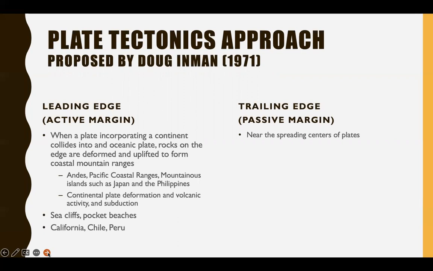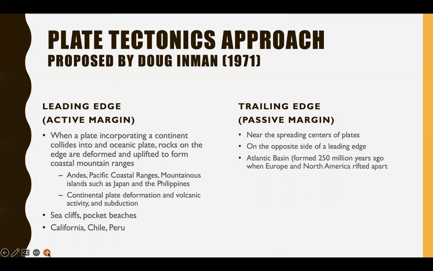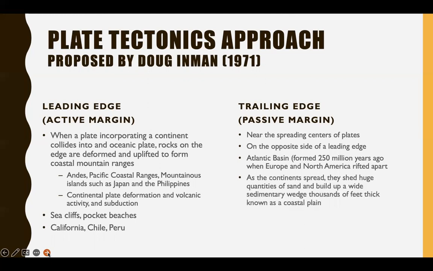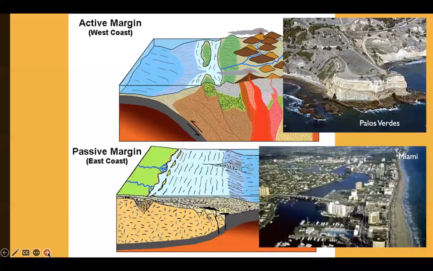The passive margin is more near the spreading center of the plates, so on the opposite side of the leading edge. Think about Europe and more about North America, the Atlantic Ocean basin. Those continents spread out, and so they shed huge quantities of sand. Basically, if you break apart a really crusty croissant and all the little pieces fall in, think of that as 2 big continents that break apart, and all that sand goes in, and it creates a huge wedge, and that's what we call the Atlantic basin or the coastal plain. And there's not a lot of big waves. If you've ever been to the East Coast, not a lot of waves. And then they have really long beaches along the shore.